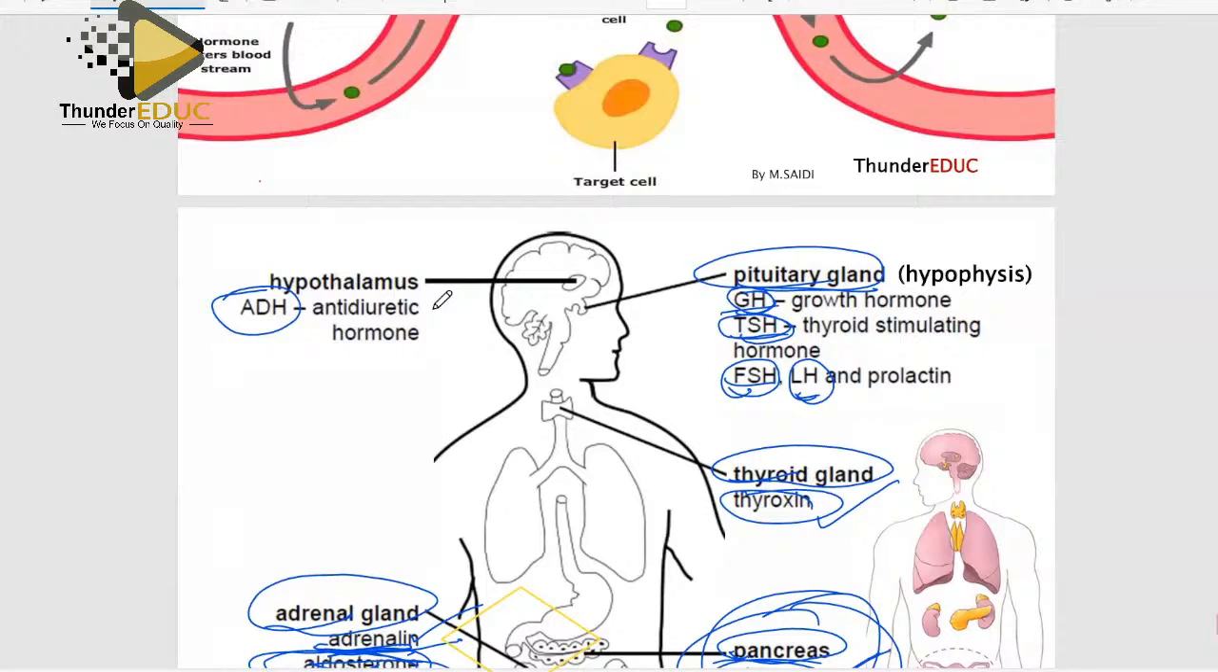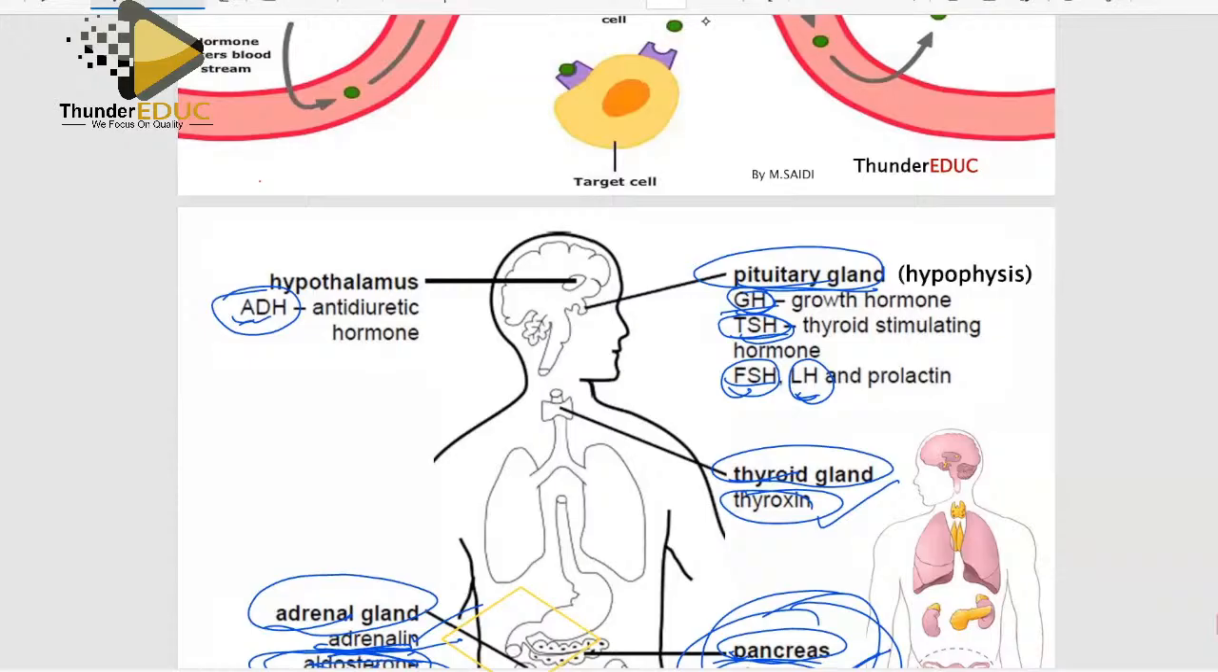ADH. ADH is antidiuretic hormone. Antidiuretic hormone is responsible for maintaining the amount of water in the blood. How much water? If you are dehydrated, it is because of ADH. If you are not dehydrated, it is also because of ADH. So we're going to look at it as the negative feedback mechanism of ADH. Yes, that's the negative feedback mechanism of water in the blood.